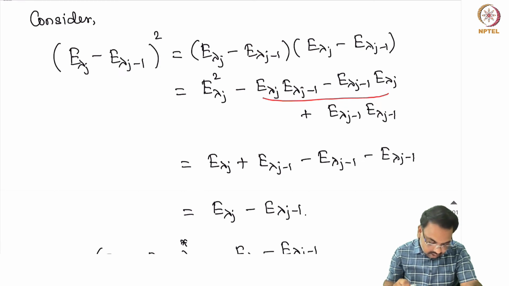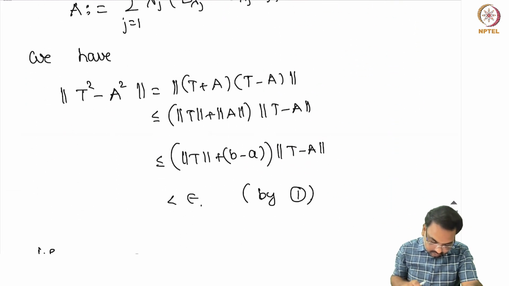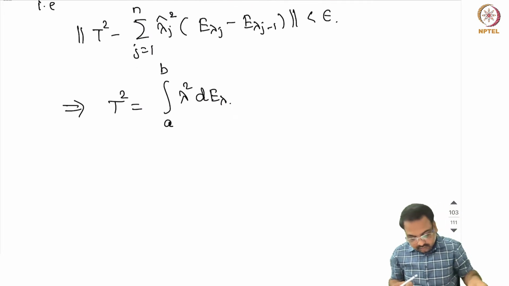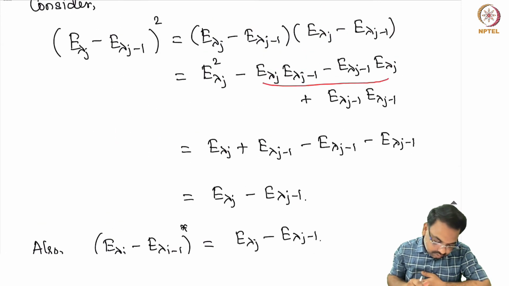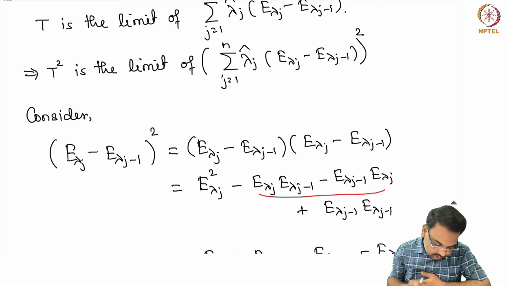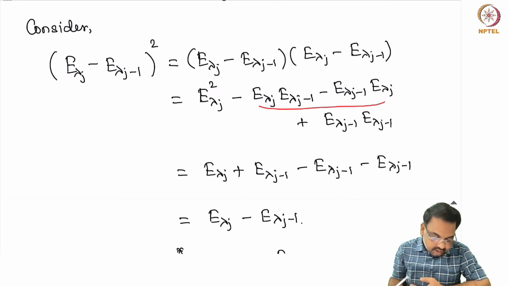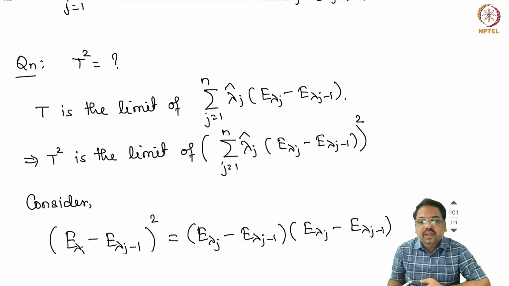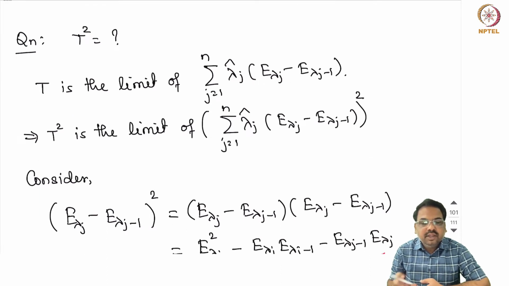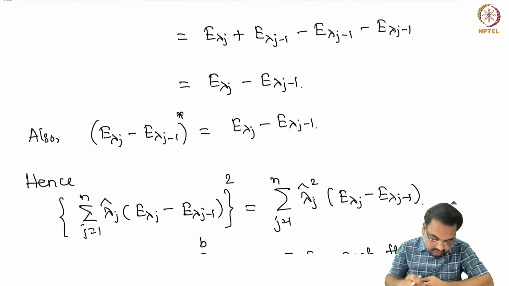Okay, so we actually forgot one more step. Let us look at here. If you look at the square of summation j equal to 1 to n lambda j hat (E lambda j minus E lambda j minus 1), that contains terms of the form (E lambda j minus E lambda j minus 1) whole square and terms of the form (E lambda j minus E lambda j minus 1) into (E lambda i minus E lambda i minus 1). So let us look at that part.